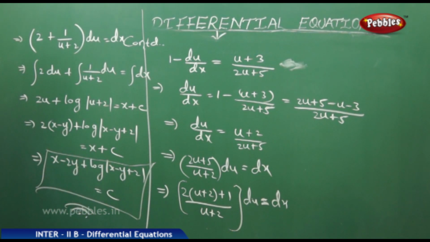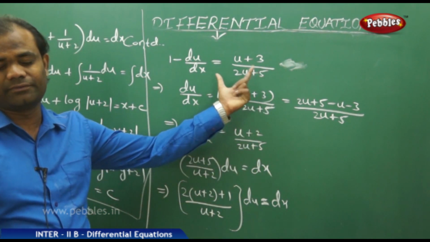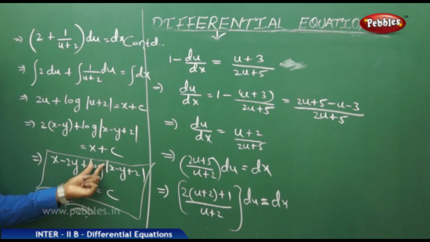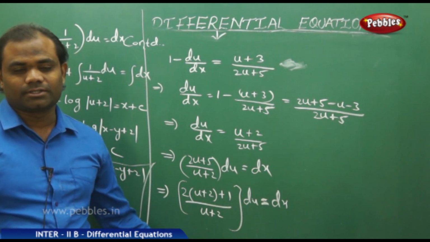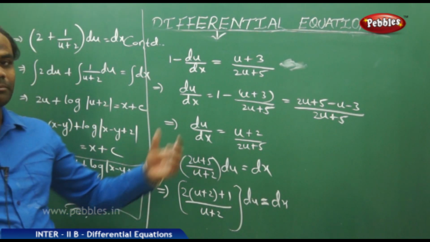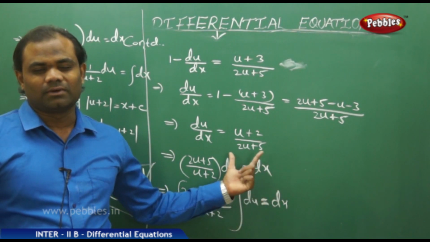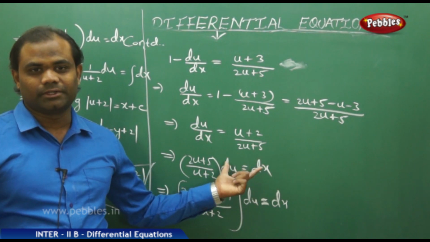Therefore, the solution of the given non-homogeneous differential equation is x minus 2y plus log mod x minus y plus 2 equals c, where c is an arbitrary constant, using the variable separation method of case 1. So this is case 1 of solving non-homogeneous differential equation.